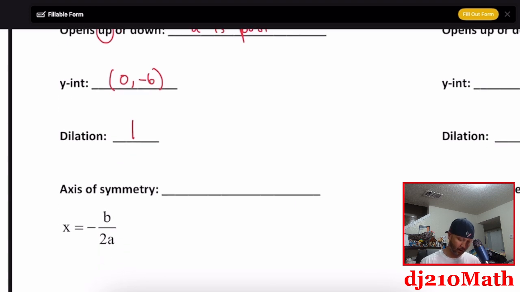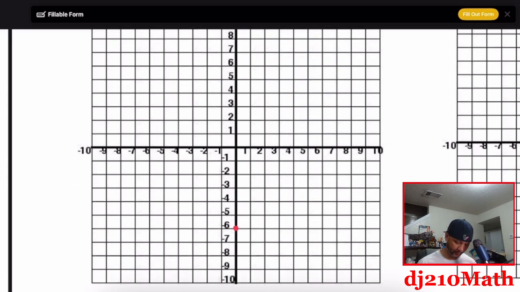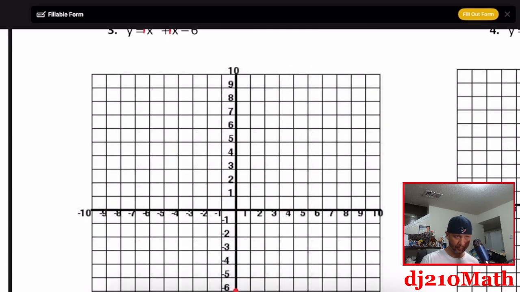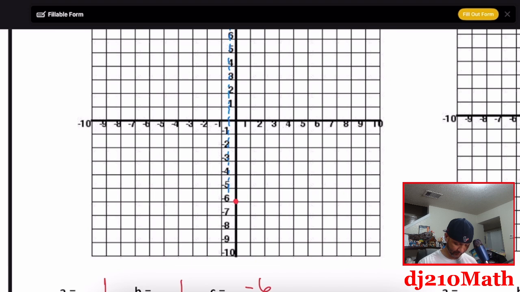And the axis of symmetry. All right. So negative b in this case was 1. A in this case is also 1. So the axis of symmetry here is going to be negative 1/2. X equals negative 1/2. Okay, fractions, yay. So negative 1/2. So there's a dotted line through x equals negative 1/2. And once we have that, we can reflect the only known point across the axis of symmetry.